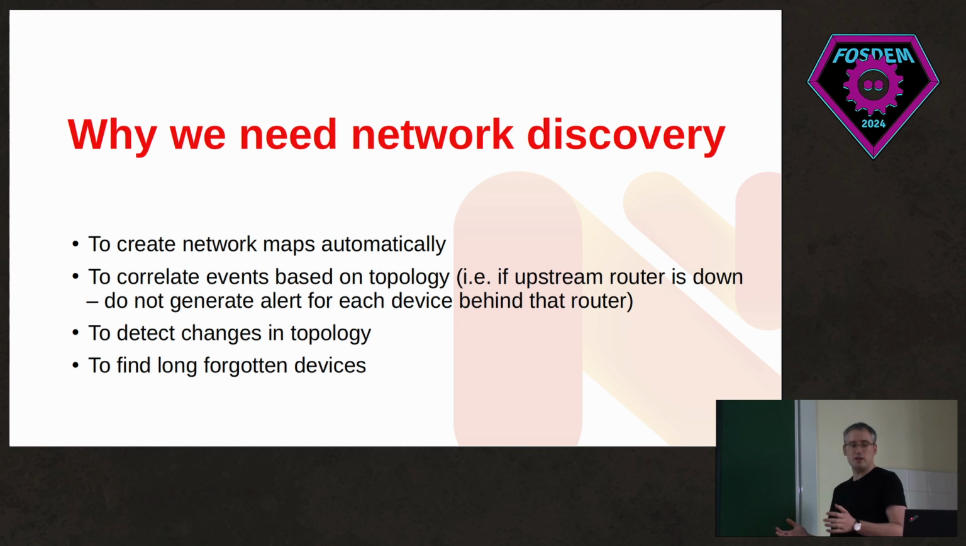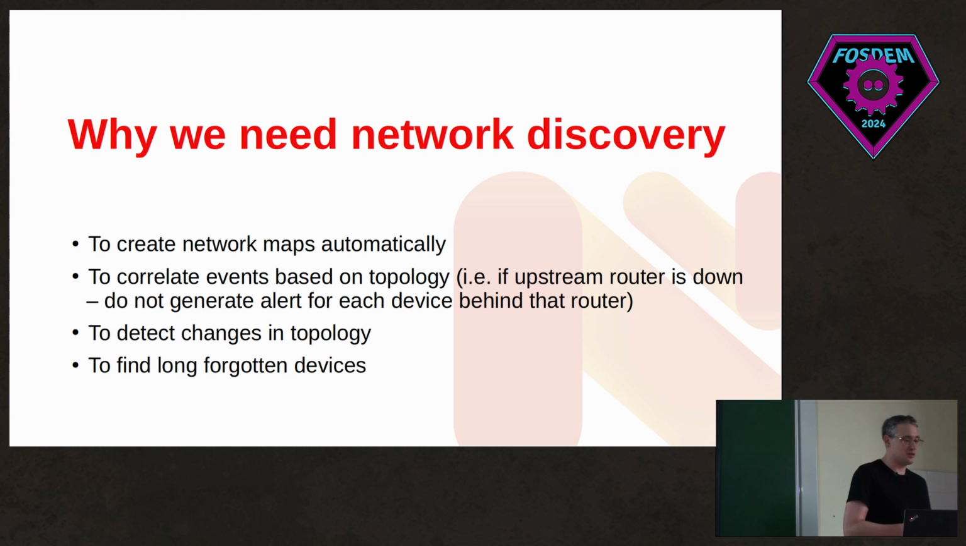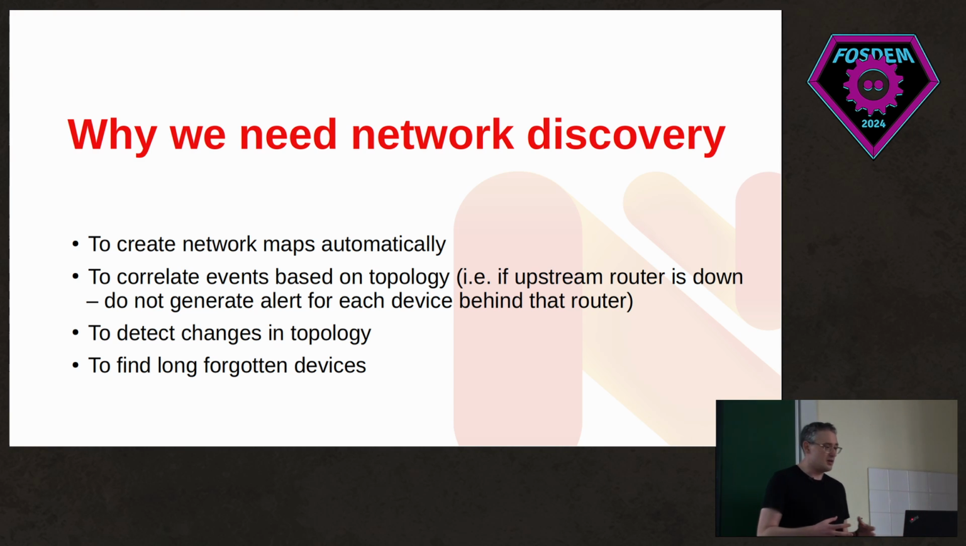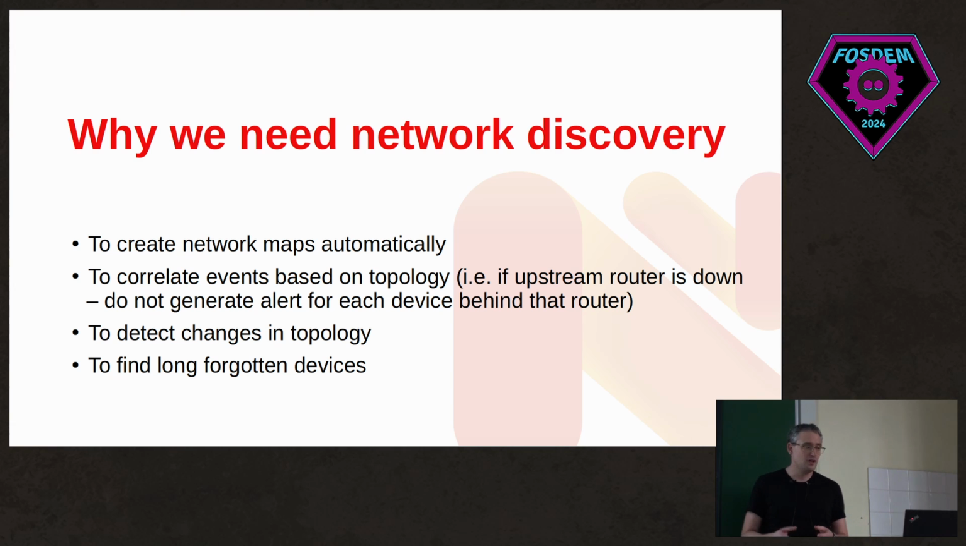So why do we need network discovery in the first place? We usually want to create nice maps of our networks, preferably automatically, so we don't need to draw them, and we want them up to date. We want to correlate events in our network based on topology. A very simple example: when we have an upstream router down, you don't want to get a lot of alerts for all devices behind that router. We want to correlate them into a single alert.